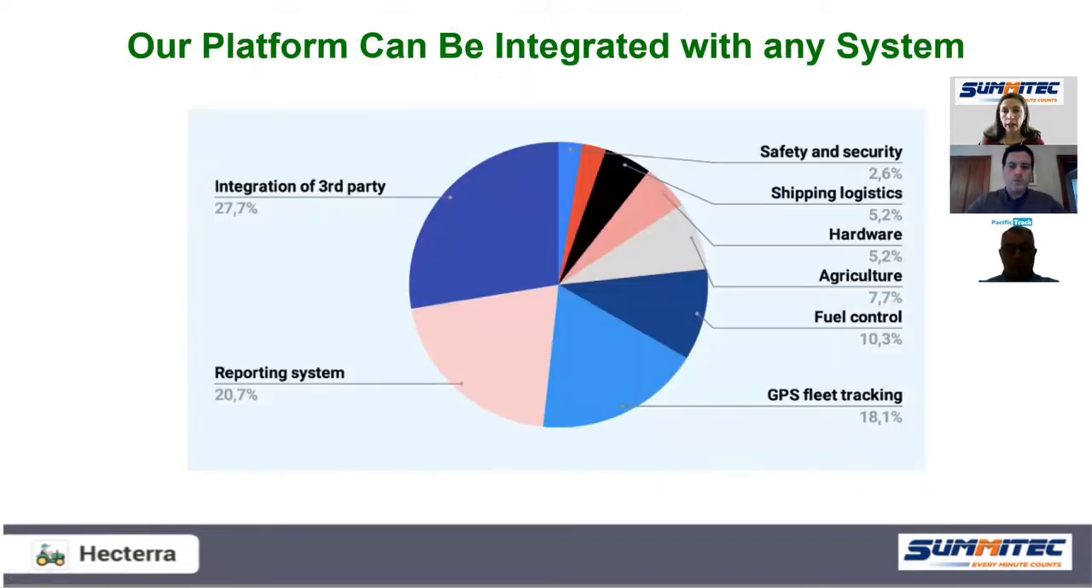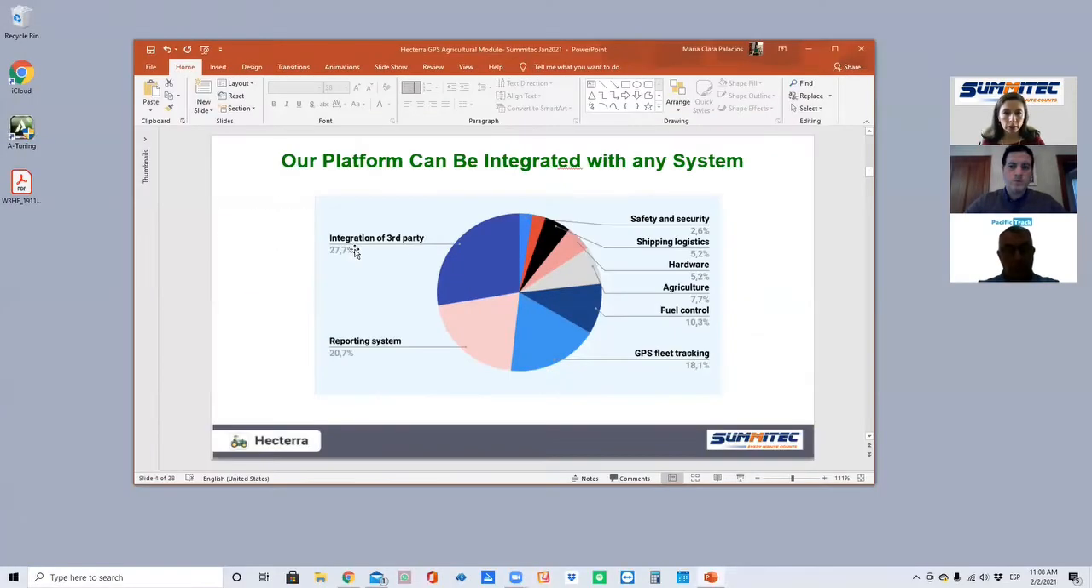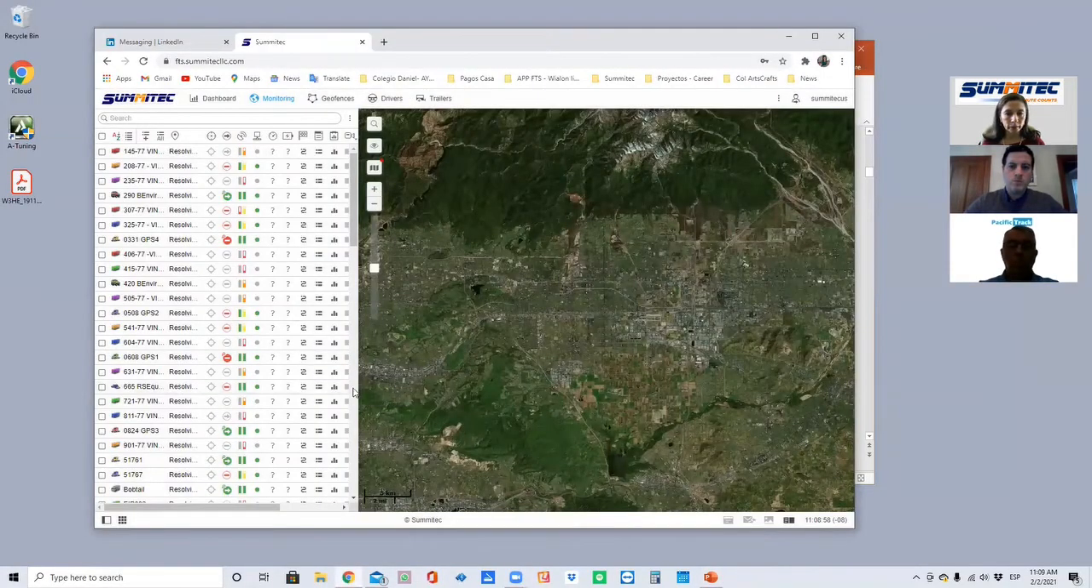With the API, we can integrate the platform with any system that you have. So integration with third-party software, reporting systems, safety and security, shipping, logistics, hardware, agriculture, which is our topic today, especially fuel control and any other thing that you can think of. So let me show you the platform.